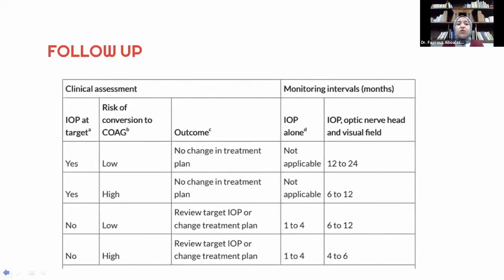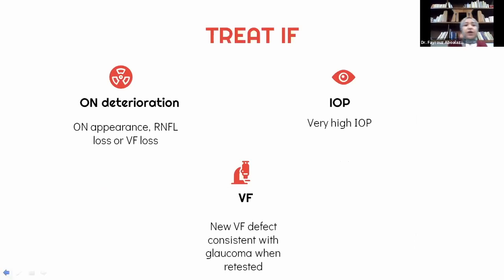And according to the follow-up schedule, our patient has multiple risk factors, but the pressure is controlled, so he has to be followed up every 6 to 12 months. And at any time, if there is optic nerve deterioration or elevated intraocular pressure or development of a visual field defect, this patient should be treated.